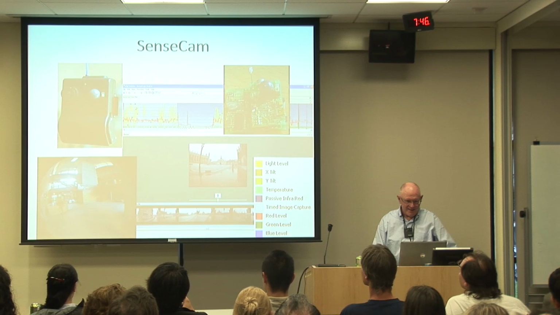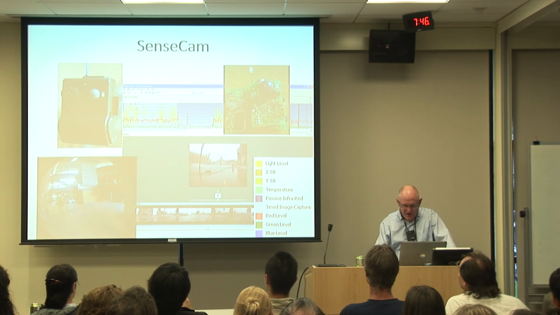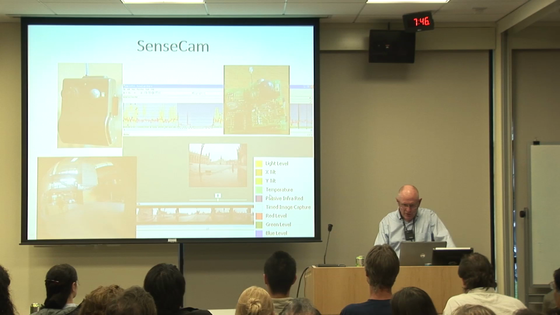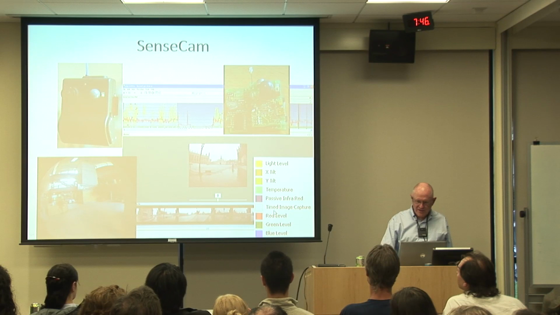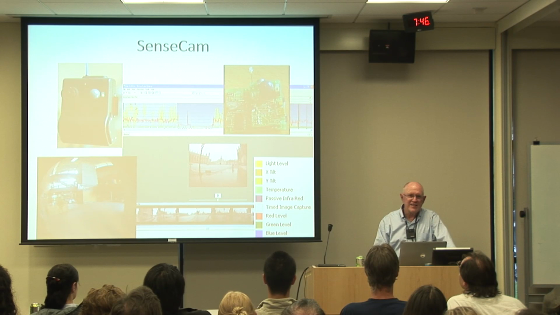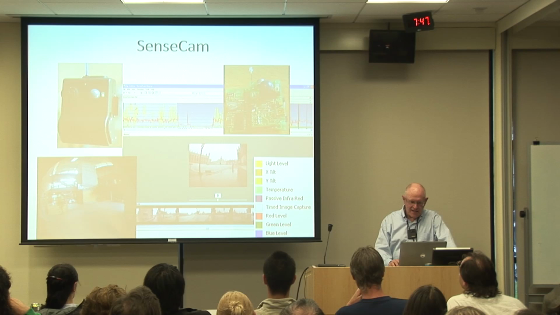So the SenseCam is a device that takes pictures every 20 seconds. It has all of this stuff here: light levels, orientation, and different color bands, and then it takes pictures every 20 seconds when it thinks it's not going to have a blurry picture, and it's successful, I'd say, about 90% of the time.